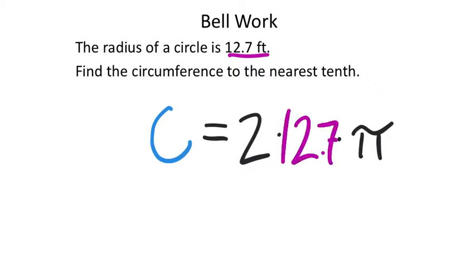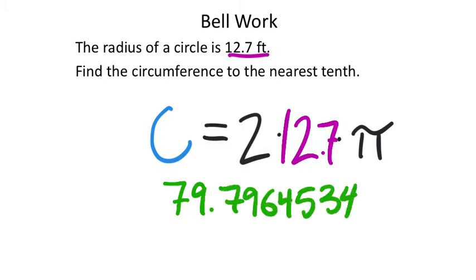And then I just put this in the calculator. So 2 times 12.7 times pi, enter. And the calculator gives me a pretty ugly decimal here, but it'll work. 79.79645534. This one did say round to the nearest tenth, which is the 7 there.